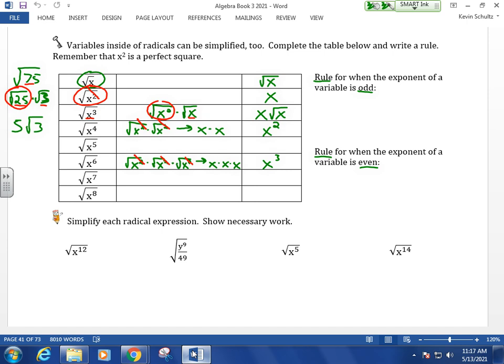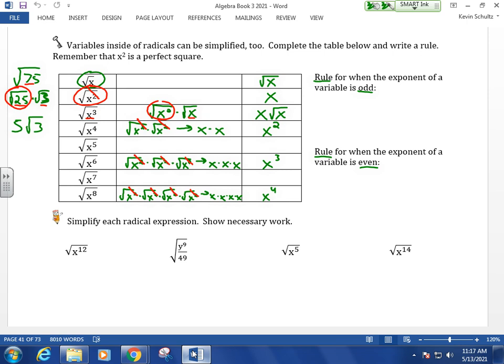How about x to the eighth? How many x squareds can we take out of x to the eighth? 4 of them, right? Root of x squared times the root of x squared times the root of x squared times the root of x squared, right? 2, 4, 6, 8. We can cancel out our radical and power on each of them, and we're left with x times x times x times x, or x to the fourth power.